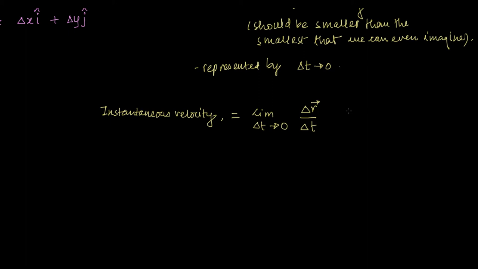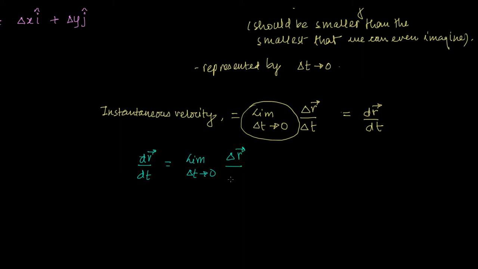And whenever this quantity tends to 0, we tend to denote it by what? dr upon dt. That excludes the need to write all this paraphernalia. So when you write dr upon dt, one automatically understands that it was del r upon del t, where del t has tended to 0. And due to that, this is something called instantaneous velocity. So dr upon dt is nothing but limit delta t tending to 0 delta r upon delta t.